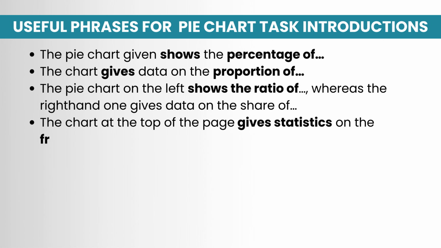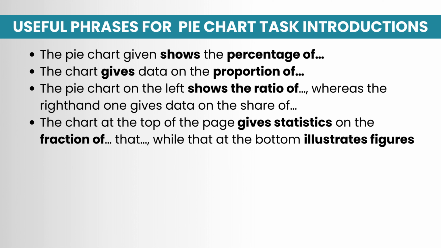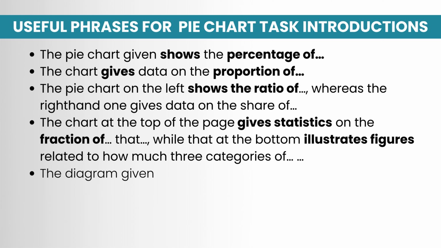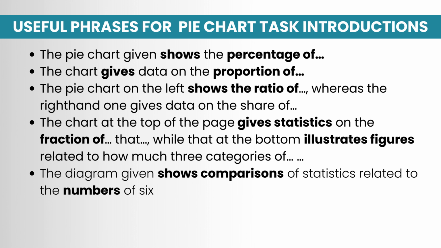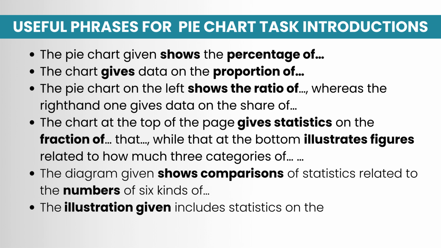The chart at the top of the page gives statistics on the fraction of, while that at the bottom illustrates figures related to how much 3 categories of. The diagram given shows comparisons of statistics related to the numbers of 6 kinds of. The illustration given includes statistics on the amount of 4 different types of.